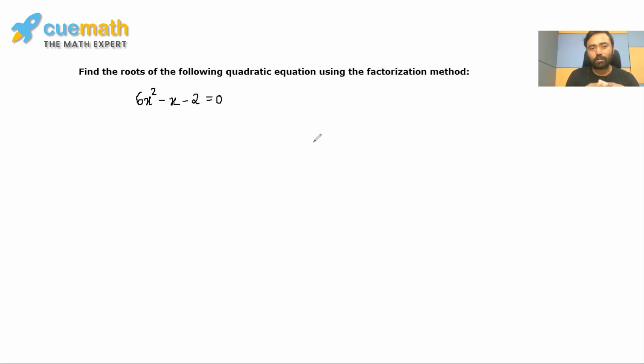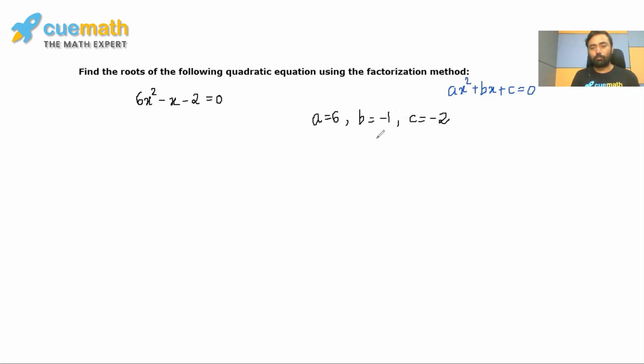So we have been given a question where we'll have to find the roots of the following quadratic equation using the factorization method. To find the roots of this quadratic equation, let's first, for our reference, write the general form: ax square plus bx plus c is equal to 0. Now if you compare this with the equation given to us, that is 6x square minus x minus 2, the value of a is 6, the value of b is -1, and the value of c is -2.